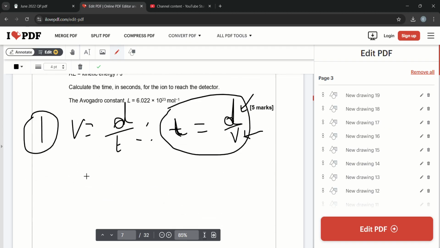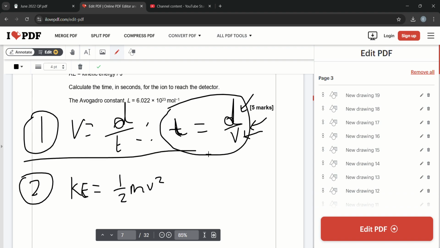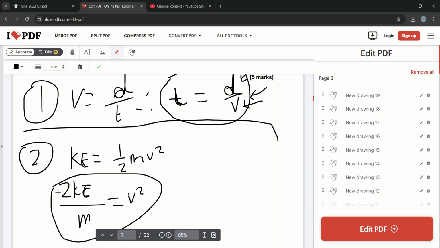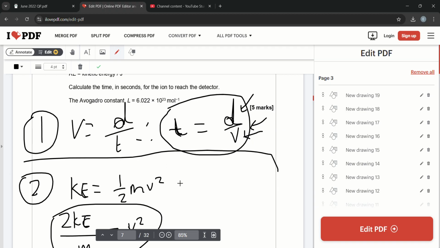How can we find the velocity? Well, obviously this is going to be the last step, or the second to last step, but it's just useful knowing what we have to find and how we're going to find it. And this is how we're going to find it. So we know 2KE over m equals velocity squared. Okay, well, we need to find the mass, and the thing about this is we can quite easily find the mass of the ion.